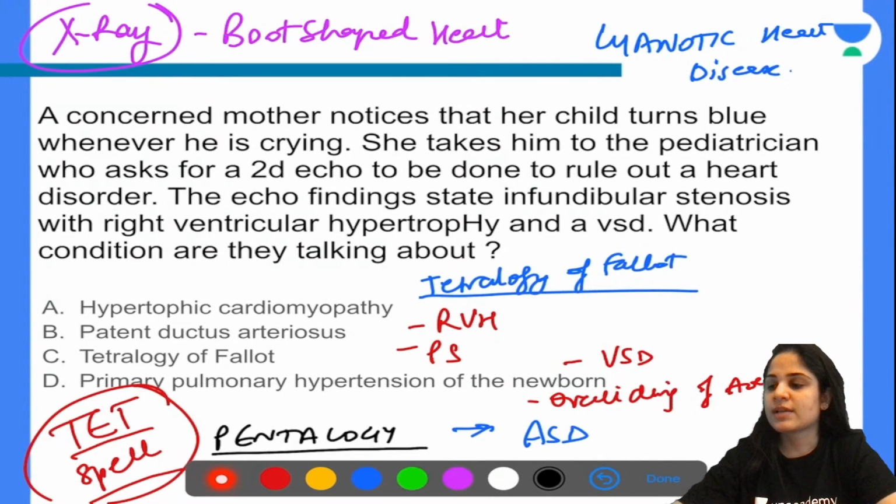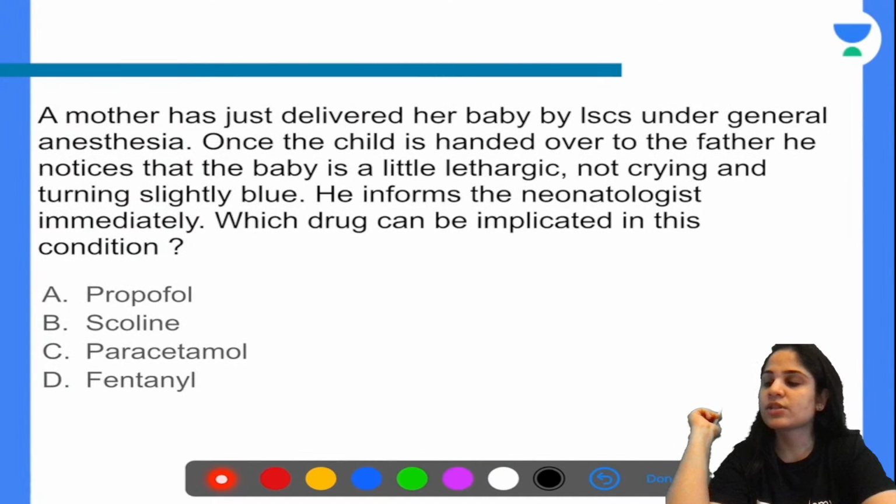A mother has just delivered her baby by lower segment cesarean section under general anesthesia. Once the child is handed over to the father, he notices that the baby is a little lethargic, is not crying, and is turning slightly blue. He informs the neonatologist immediately. Which drug can be implicated in this condition? Propofol, scoline, paracetamol, or fentanyl?